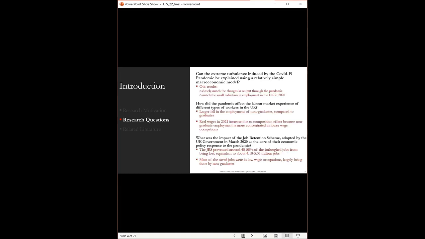So our results closely match the results for output and employment throughout the pandemic. Our analysis also shows that non-graduates were worse off during the pandemic than graduates. And our results suggest that the JRS, the job retention scheme, saved or prevented the loss of between 4 to 5 million of the furloughed jobs from being lost. And most of the saved jobs were low-wage jobs, mostly held by non-graduates.